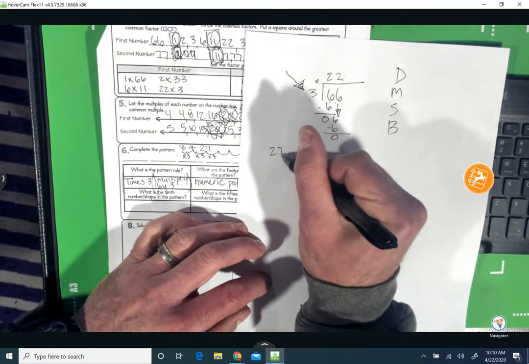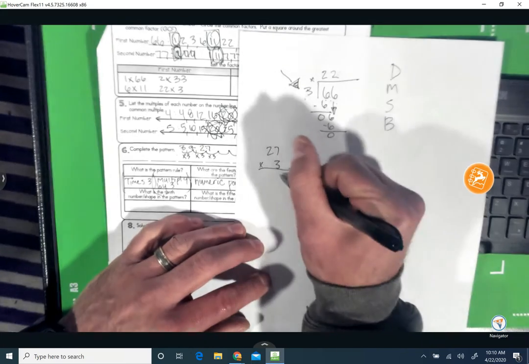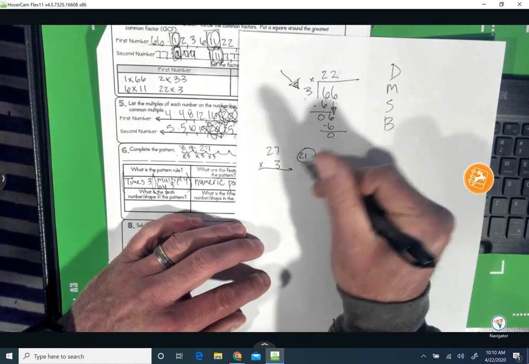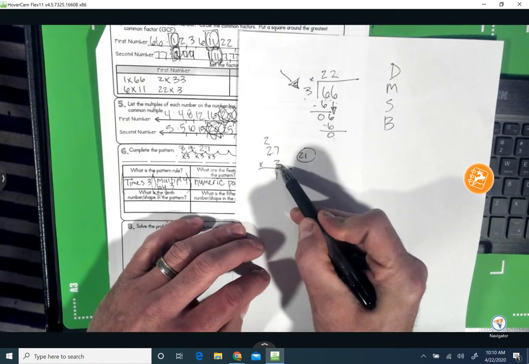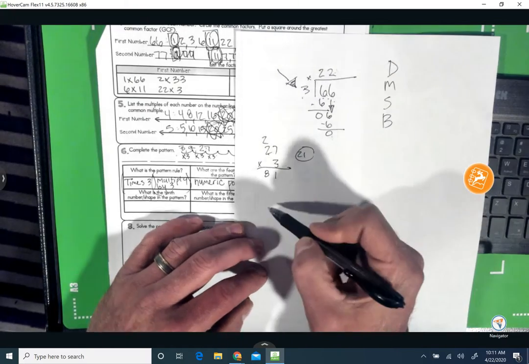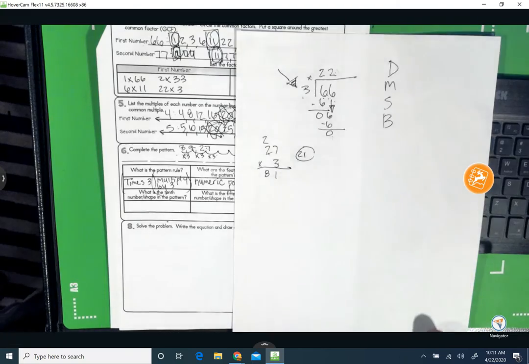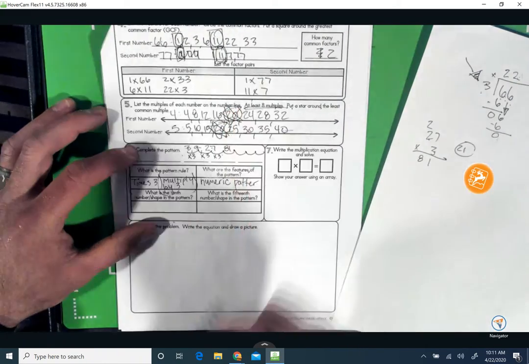So 27 times 3, 7 times 3 is 21. Put 21 over there. I got to do something with that. I'm going to put the 1 down, and I'm going to carry the 2. 2 times 3 is 6, plus 2 is 8. 27 times 3 is 81. So our next number is 81.